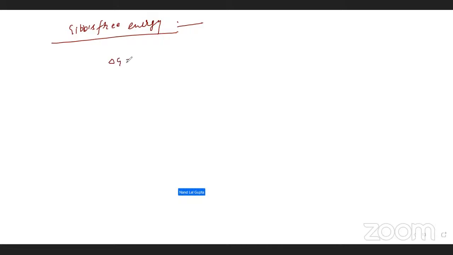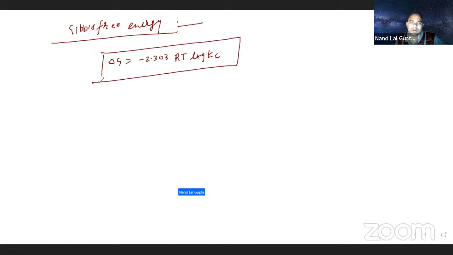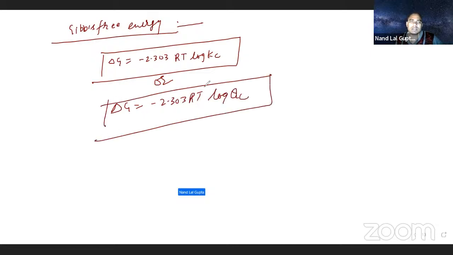We will do the Gibbs free energy. We have already done it in thermodynamics, but here we will do it in terms of the equilibrium constant. Delta G is equal to minus 2.303 RT log Kc. On the basis of this we will solve problems and discuss other possibilities. Also minus 2.303 RT log Qc. This we will discuss in the next class.